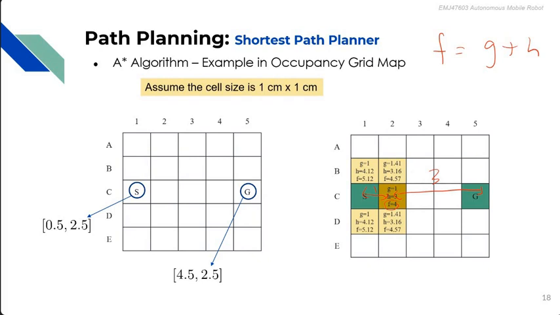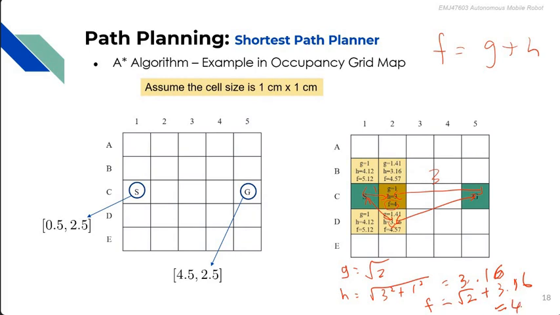If it's here instead, the distance from here to here is square root of 2, which is the diagonal. The H is the direct distance from here to here, which is the square root of 3 to the power of 2 plus 1 to the power of 2, equals 3.16. So you get F equals square root of 2 plus 3.16, and you get 4.57.